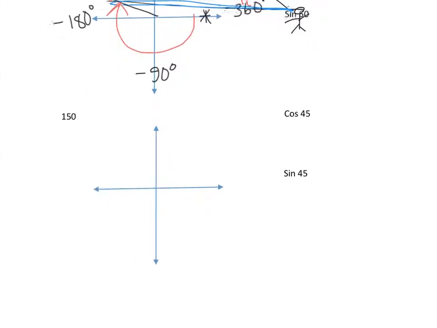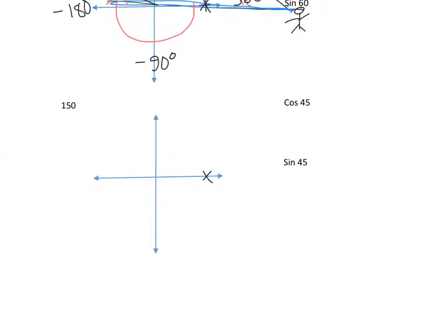Positive 150, you're going to start right here, and you're going to go positive, which is this way. So I'm going to mark it. This is positive 90 degrees, this is positive 180 degrees, this is positive 270 degrees, and this is 360. So you're going to go up 90 and go up 60 more, so you're 30 degrees short of here. Make your arrow. This is 150 degrees.